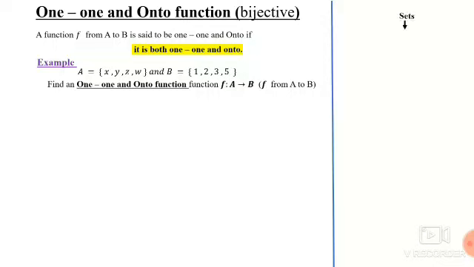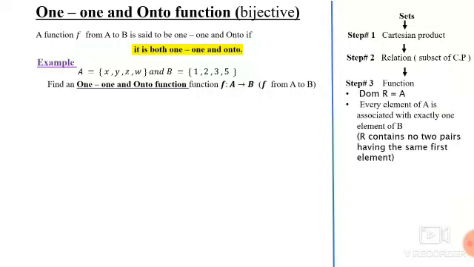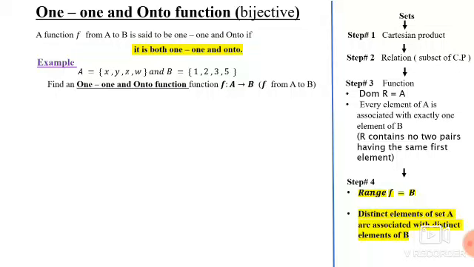Step number 1, find Cartesian product. Step number 2, find a relation. Step number 3, check whether it is a function or not. Step number 4, check whether it satisfies the conditions for one-one and onto function. It means the range of the function is equal to set B and distinct elements of set A are associated with distinct elements of set B.